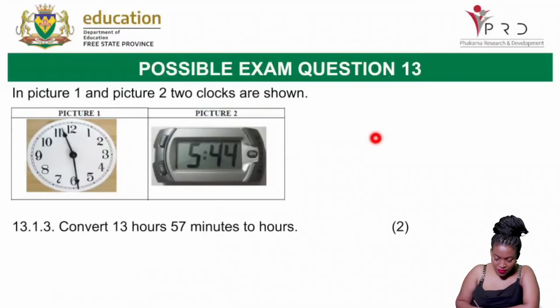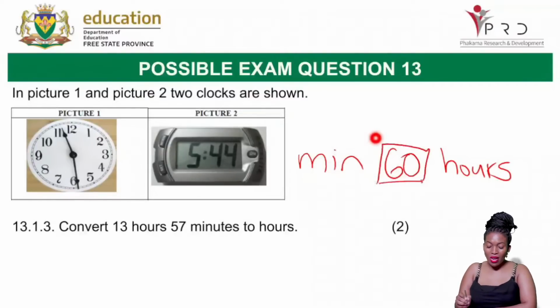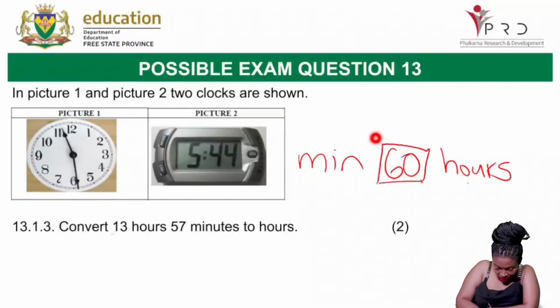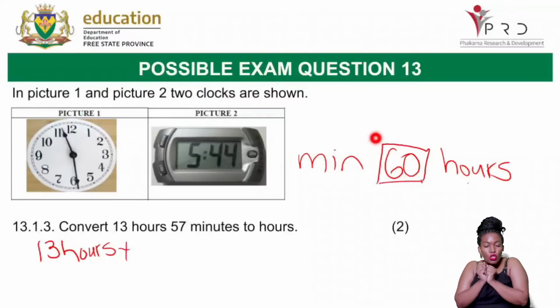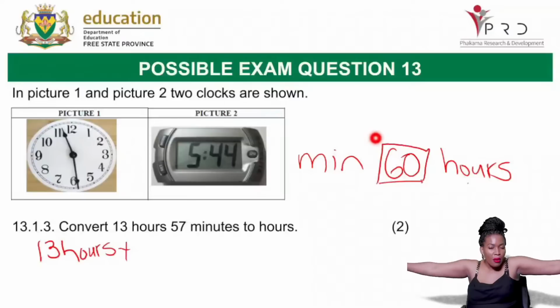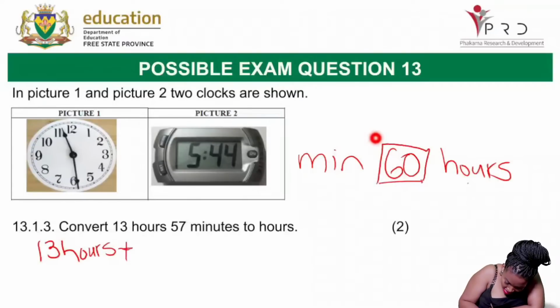Convert 13 hours 57 minutes to hours. How do we convert from minutes to hours? The conversion factor is 60. And between minutes and hours, which one is bigger? It is hours. So we already have the 13 hours. We are happy. You don't have to convert that. Plus minutes. Minutes are smaller. So we are converting from a smaller unit to a bigger unit. Therefore, we are going to divide. So this plus 57 minutes, divide. We divide by what?